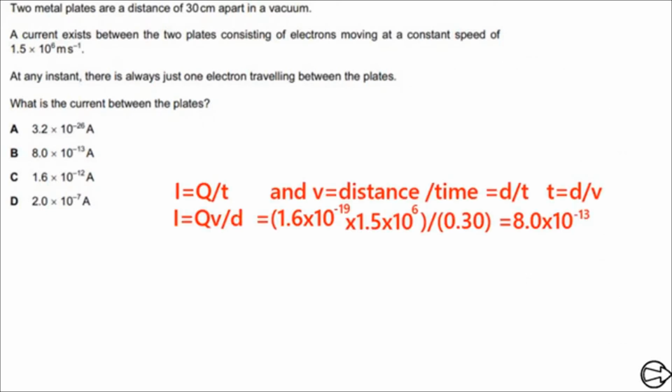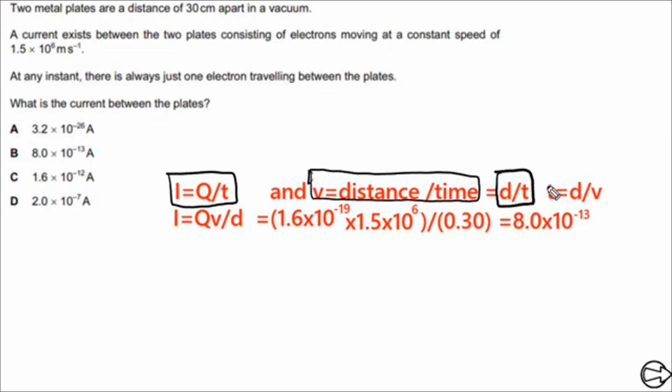So here is the complete solution I have written for you. First of all, I is equal to Q over T, and V is equal to distance over time, which is our very basic understanding of speed. So V is equal to D over T, and we can say T is equal to D over V.